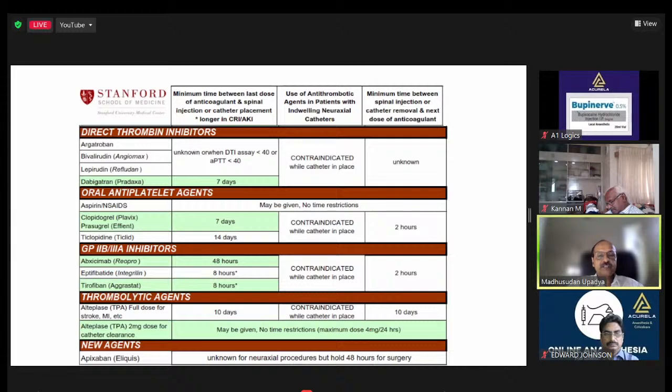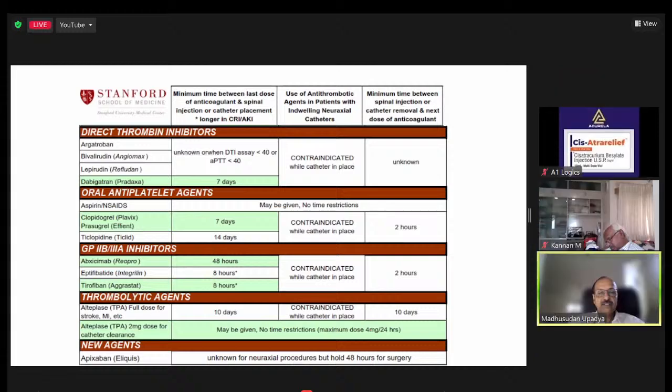Oral antiplatelet drugs: when the patient is on aspirin or NSAIDs, there are no time restrictions. As I said, a small dose of aspirin is quite safe for surgical bleeding as well as for catheters to be removed. Clopidogrel and prasugrel, you wait for 7 days and you don't restart while the catheter is in situ. But once the catheter is removed post-surgically, you can restart the clopidogrel or any of the thienopyridines within 2 hours, because as I said, an oral non-loading dose will not increase the plasma levels enough to cause bleeding. But ticlopidine, you have to wait for 14 days before you attempt a regional anesthetic technique. Again, you should not restart while the catheter is in situ.